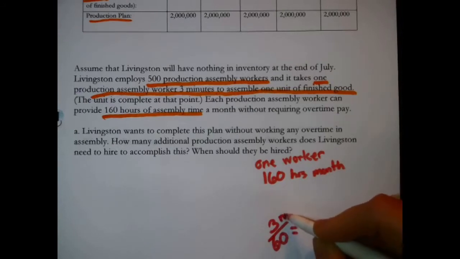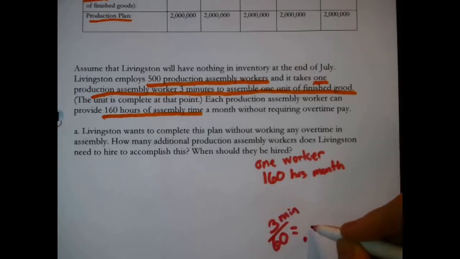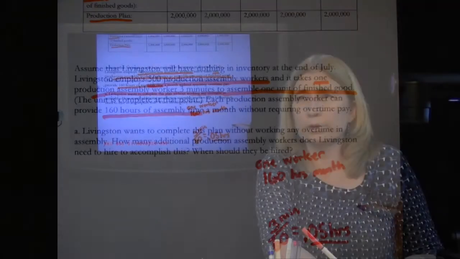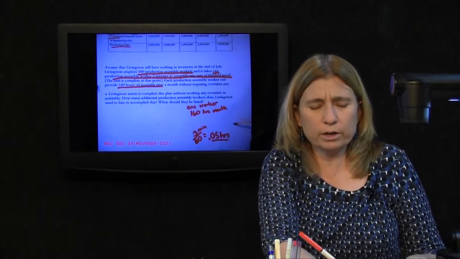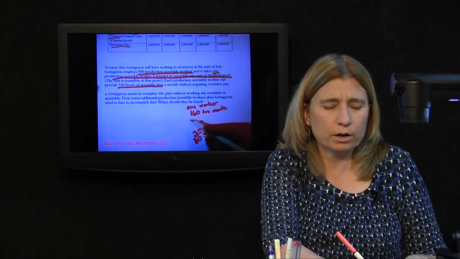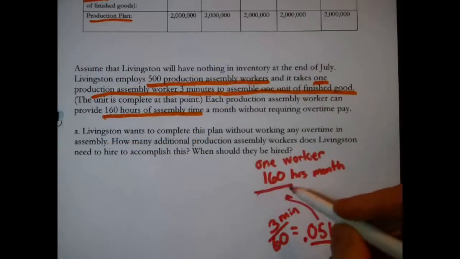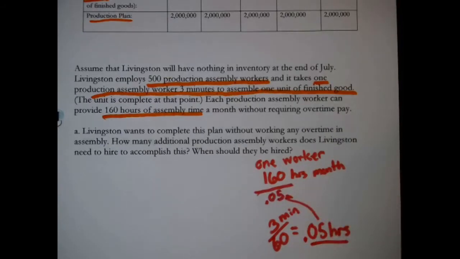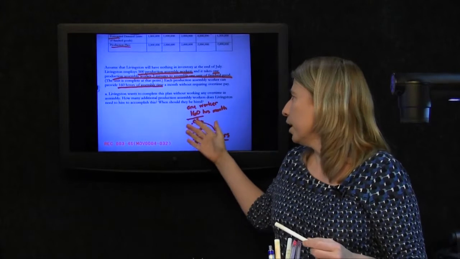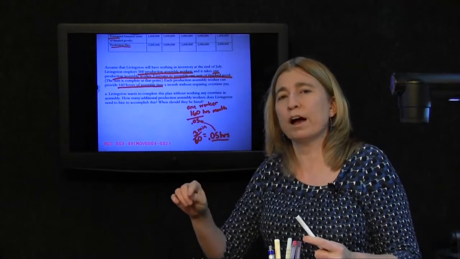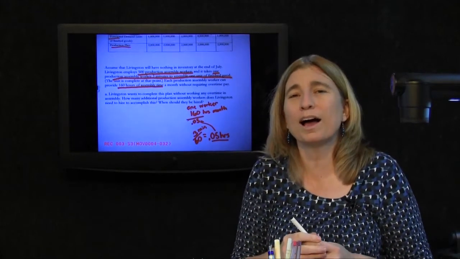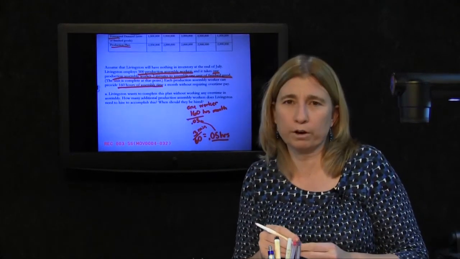To convert that minutes value, dividing by 60 converts it into hours. You say, okay, 3 minutes is 0.05 hours. Great. Why do I need that? Because you take that number and divide it into 160. Each worker can provide 160 hours a month. It takes 0.05 hours to produce one of these, so divide that into 160, and that is going to tell you how many units each worker can provide a month.